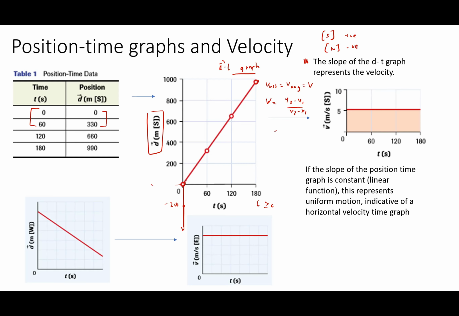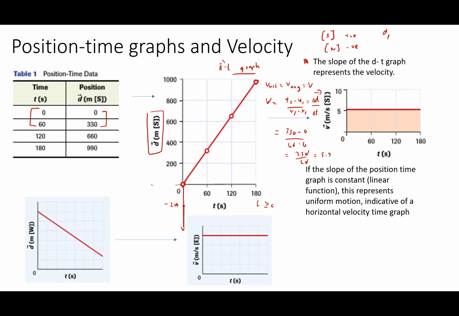So if you did find the slope here, you could do 330 minus 0 over 60 minus 0. And you can notice here that this value is basically 5.5. Okay, now if you look at this equation, literally this is delta D over delta T. Now the reason that we can subtract these values is because they have the same dimension, right?